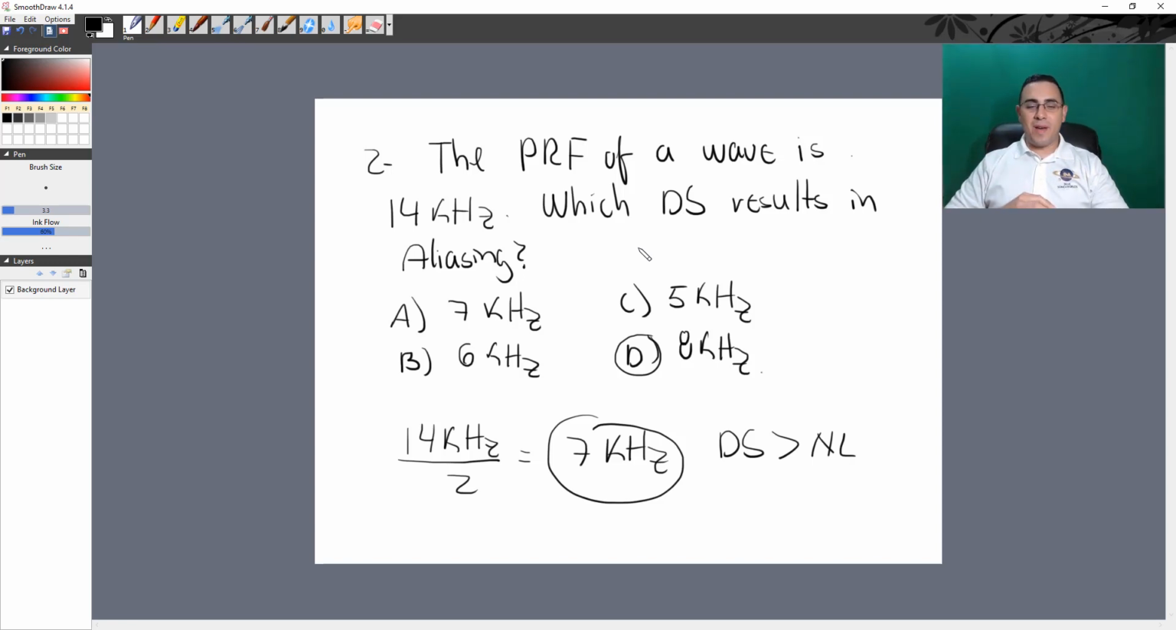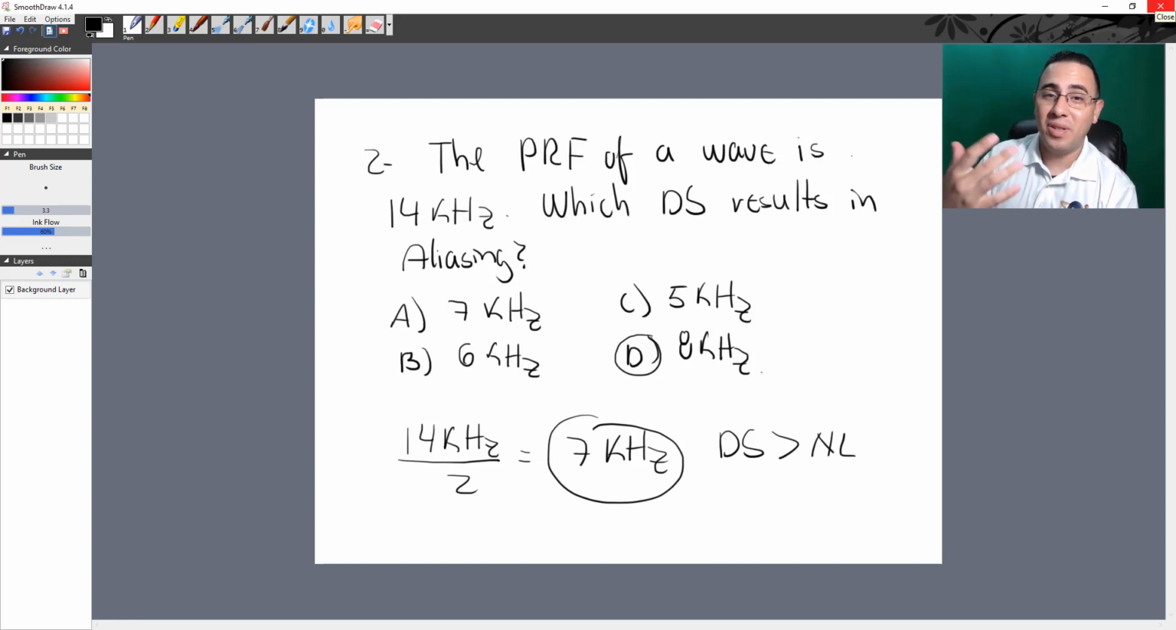Alright, what do you think about this? Just review it, go over this, and understand it. It's clear in there: you know what aliasing is, you know how it looks, and you know how it is produced whenever the Doppler shift goes over the Nyquist limit. Okay, but we have to go deeper into this.